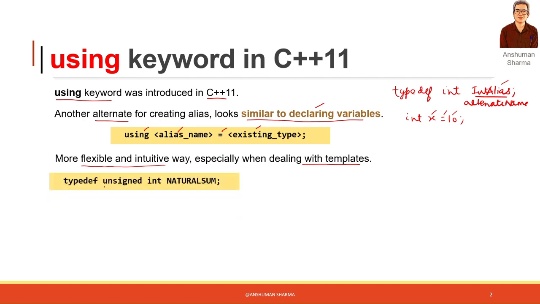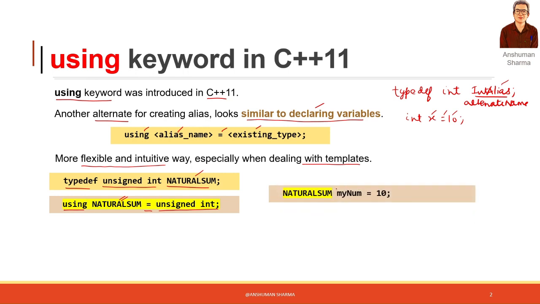For example, if you remember unsigned int natural sum, this was the example that we discussed, and typedef was used in this way to create an alias for unsigned int. But with the using keyword, it much more resembles a variable declaration: a new type name followed by the existing type name and an equals separator, that is, assigning this value to this. So this syntax is much more similar to the variable declaration, and the new name automatically is equal to unsigned int. This is the type aliasing feature. Using the using keyword is much more intuitive and flexible as it resembles normal variable declarations.